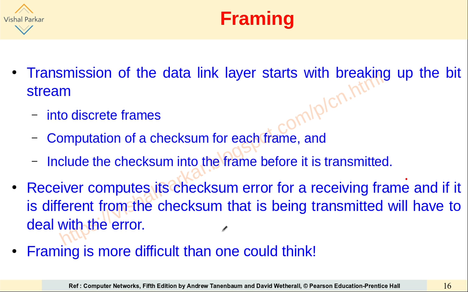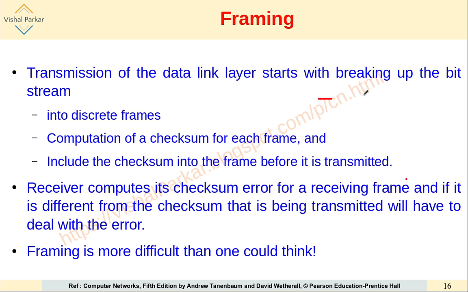We have seen previously how framing is actually done with the help of diagrams. Now the basic step here is that whatever data is received will be divided into discrete frames. In the case of data received from the network layer, the packets will be divided into frames, and the headers and trailers will be attached. In addition to that, the DLL has to compute what is called the checksum for each individual frame, and that checksum will be added to the header.